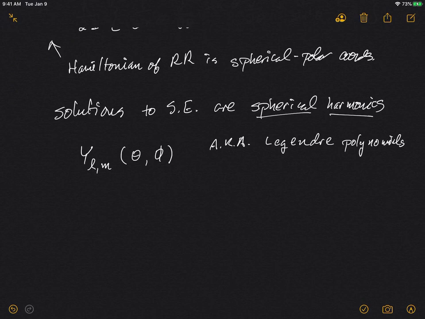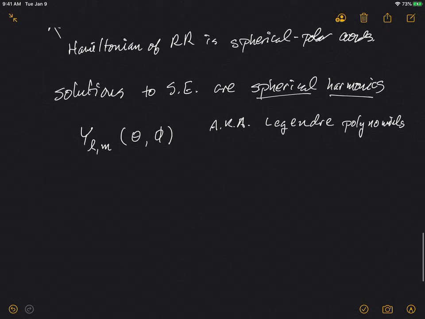Named after the French mathematician, slash probably physicist. And we won't worry too much about what those look like right now. We'll talk about that later. We're going to instead talk about what happens when we act the Hamiltonian on our YLM.